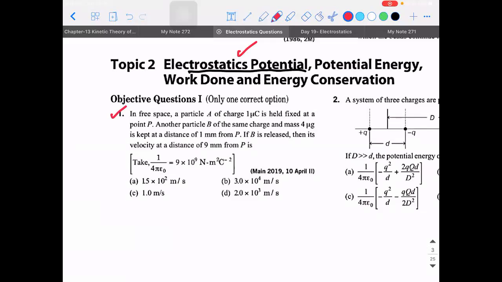In free space, a particle A of charge 1 microcoulomb is held fixed at a point P. Another particle B of the same charge and mass 4 microgram is kept at a distance 1 millimeter from P. If B is released, then its velocity at a distance of 9 millimeter from P is how much?